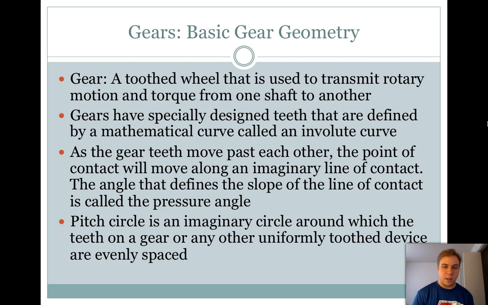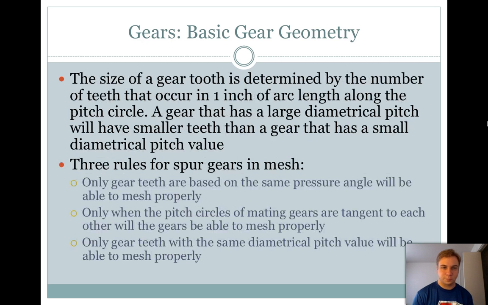Pitch circle is an imaginary circle around which the teeth on a gear or any other uniformly toothed device are evenly spaced. The size of a gear tooth is determined by the number of teeth that occur in 1 inch of arc length along the pitch circle. A gear that has a large diametrical pitch will have smaller teeth than a gear that has a small diametrical pitch value.